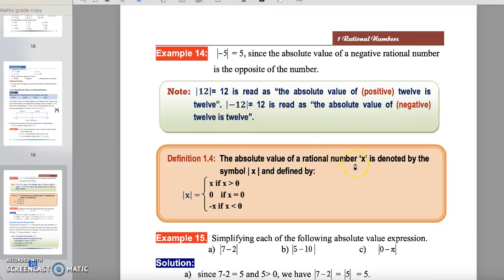The absolute value of rational numbers x is denoted by the same symbol. If you see this symbol, it is absolute value. So absolute value of x is x if x is greater than 0, the absolute value of 0 is 0, and minus x if x is less than 0.